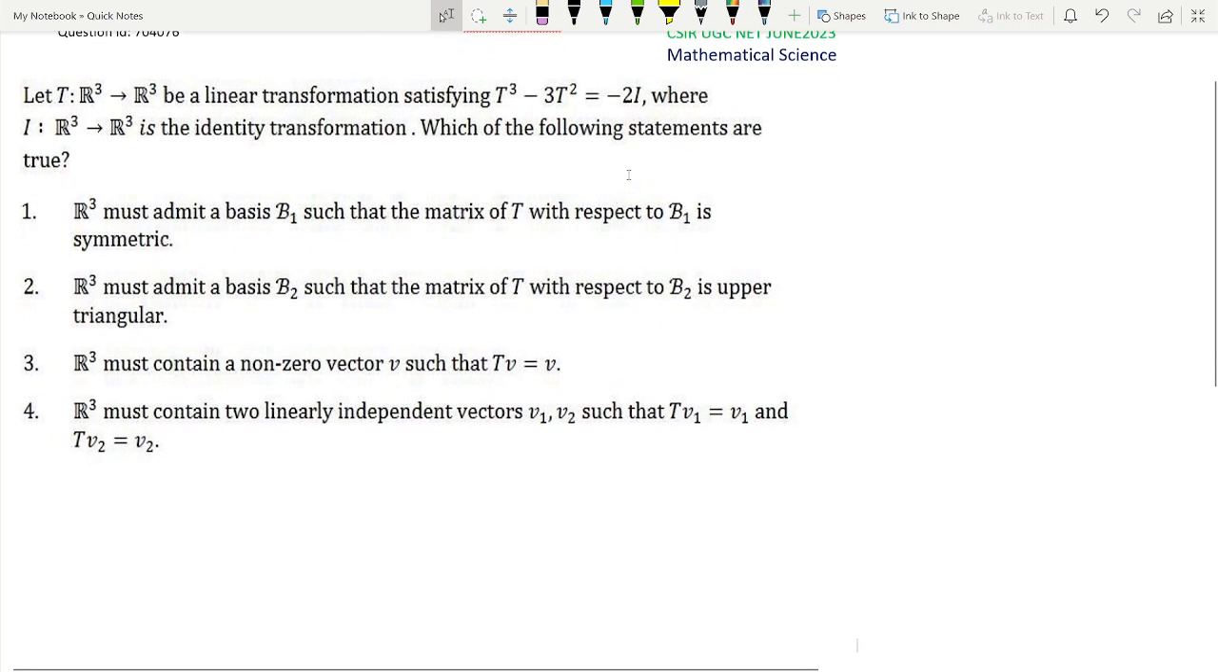See here, a linear operator T from R3 to R3 is given, satisfying the equation T cube minus 3T square minus 2I, where I is the identity transformation from R3 to R3. Then which of the following statements are true? R3 must admit a basis B1 such that the matrix of T with respect to B1 is symmetric, and like that, all those options. So let us first analyze this portion, that an operator T satisfying this equation.